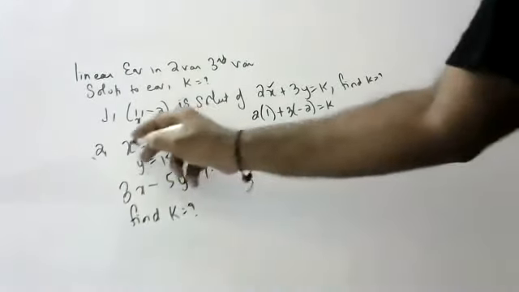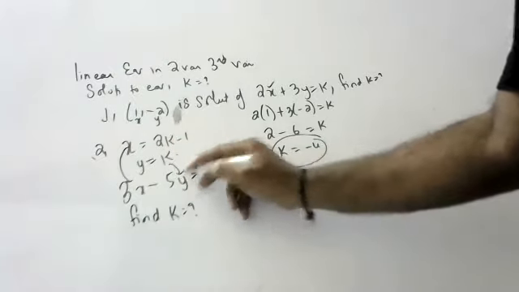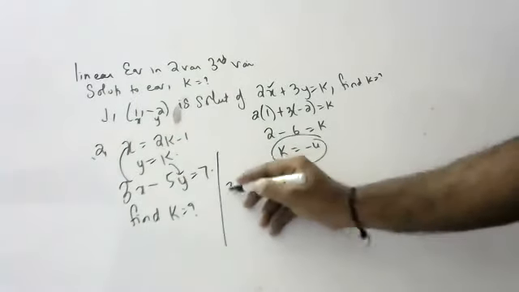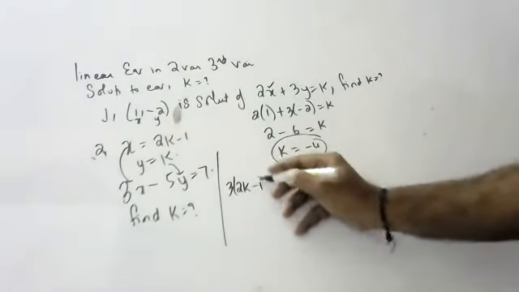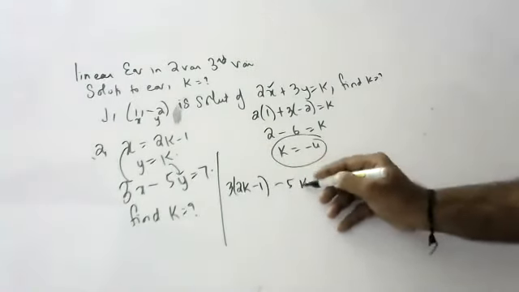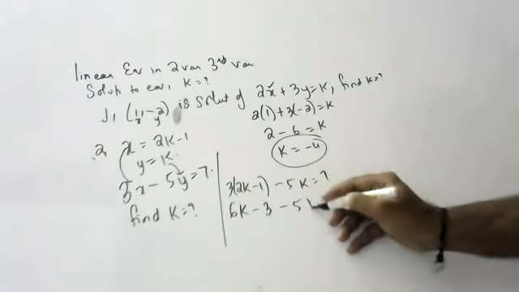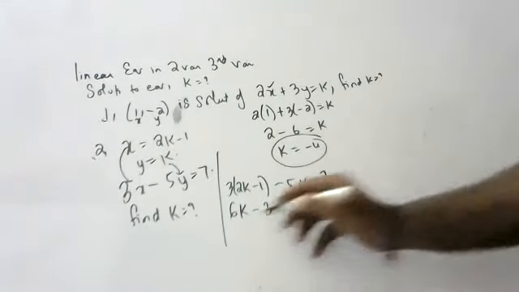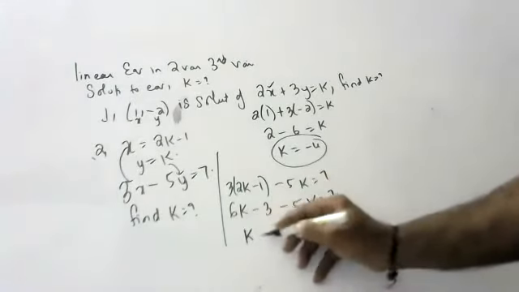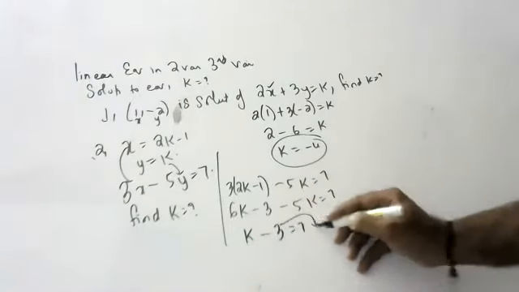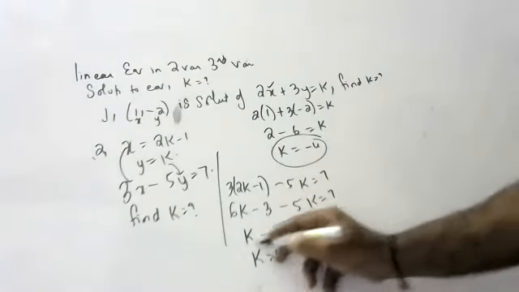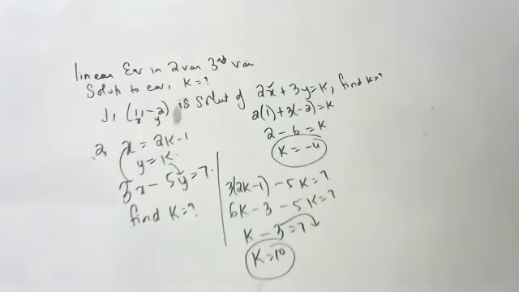Okay, children, wherever x is there, substitute this. Wherever y is there, substitute this. When you substitute like that, 3 into 2k minus 1 minus 5 into k is equal to 7. 6k minus 3 minus 5k is equal to 7. 6k minus 5k is k, minus 3 is equal to 7. Minus 3 comes here, k is equal to 10 is the answer. Like that you have to substitute.